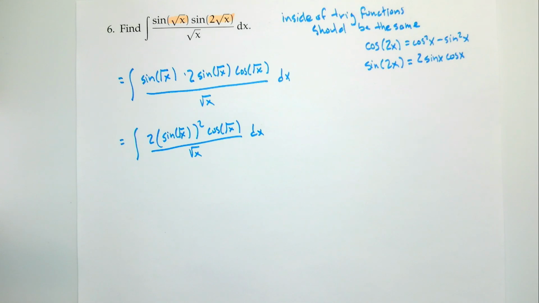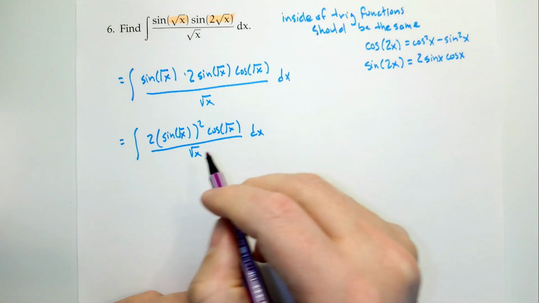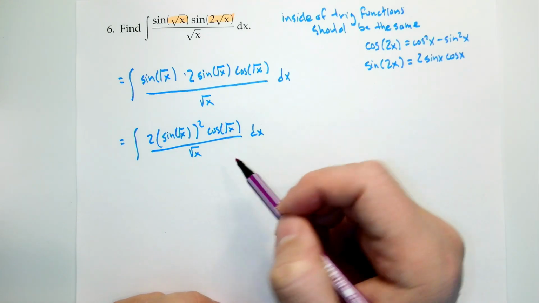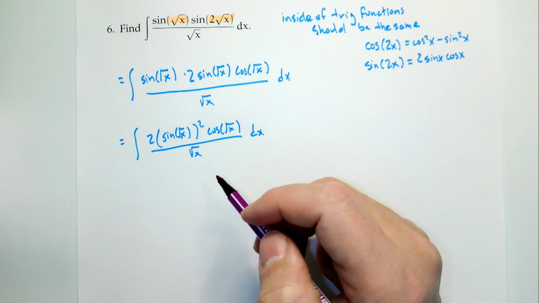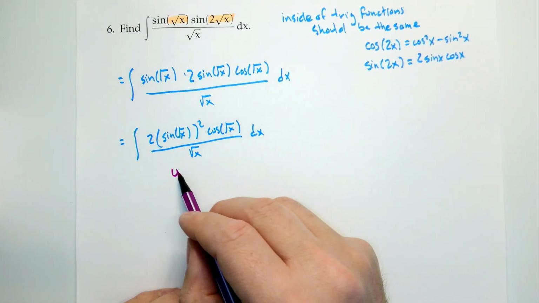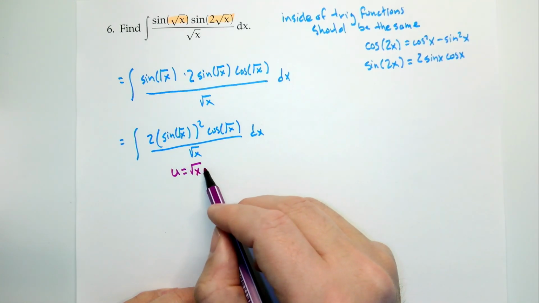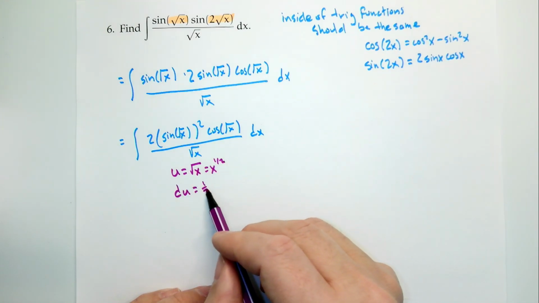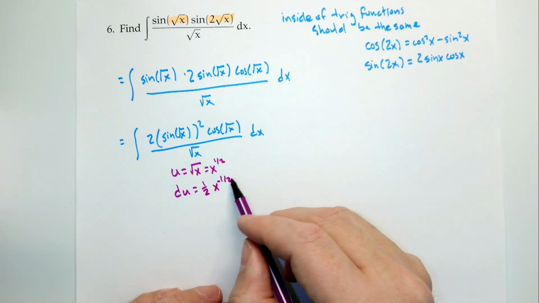Now, there's not an obvious trig identity. There's not an obvious algebra. So now let's start thinking about substitutions. What's a good substitution that we can make? All right, well, I see there's this square root of x on the inside of my functions. When I see functions on the inside, I think, hey, that should be a substitution. So let's try that. u equals square root of x, or if you like, x to the 1/2. So what is du? Well, 1/2 x to the minus 1/2 dx.